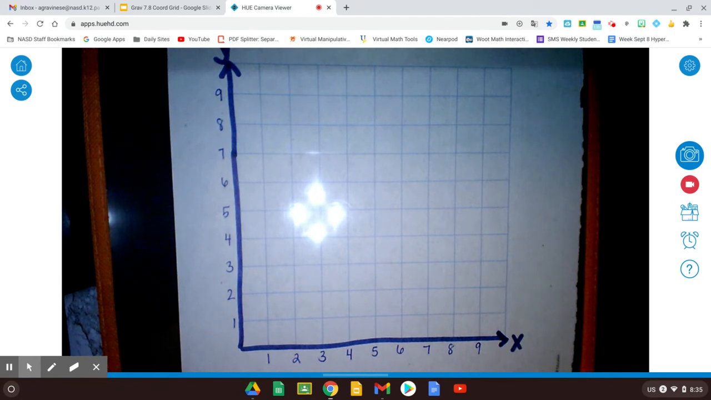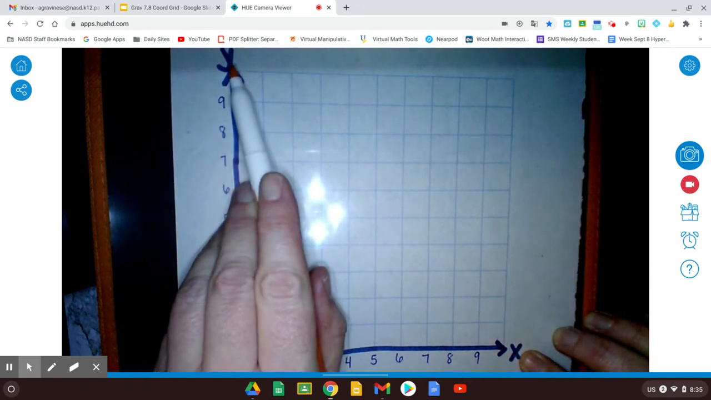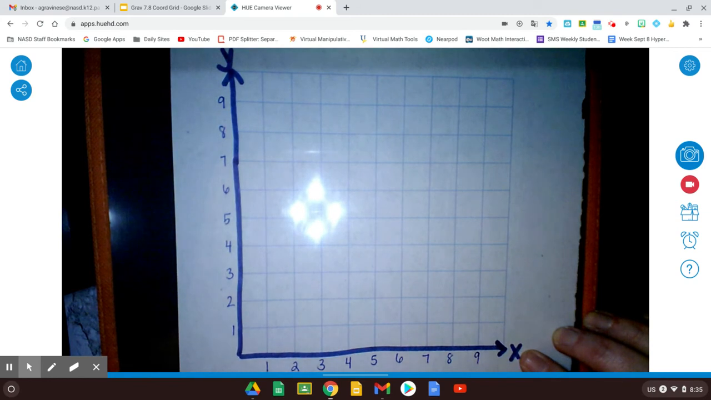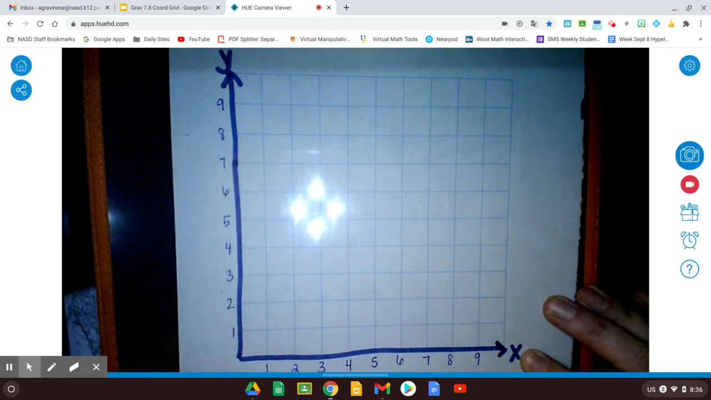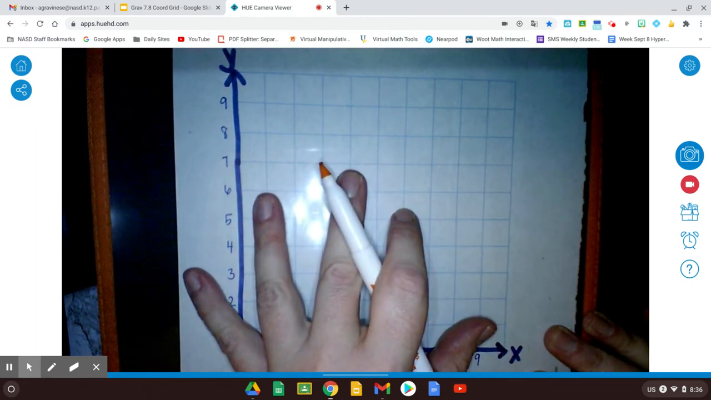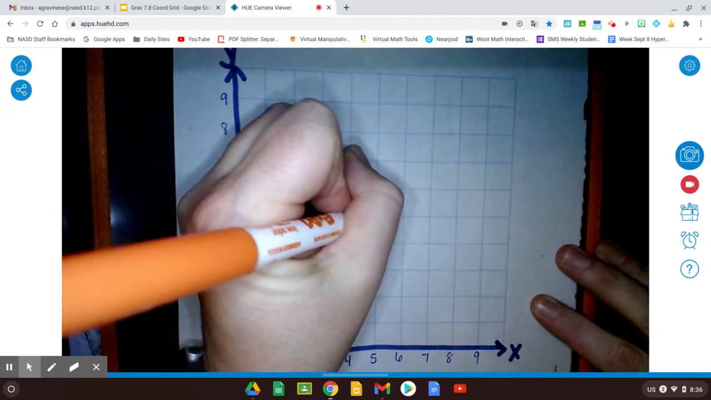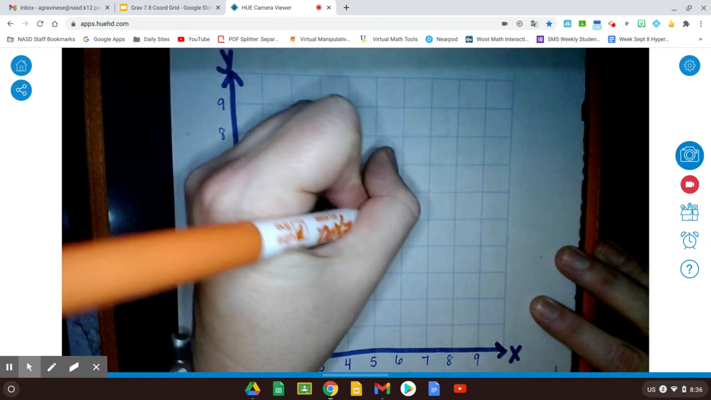So here is my coordinate plane. You can see that I've labeled my x-axis and my y-axis, and then I've gone ahead and numbered these 1 through 9 on the x and 1 through 9 on the y. So here's how we do this. We can do this two different ways. We can be given a set of ordered pairs, and we can plot that on our coordinate plane, or we can find a point on the coordinate plane and give the ordered pairs. So I'm going to show you both ways today. First, I'm going to plot a point, a couple of points.